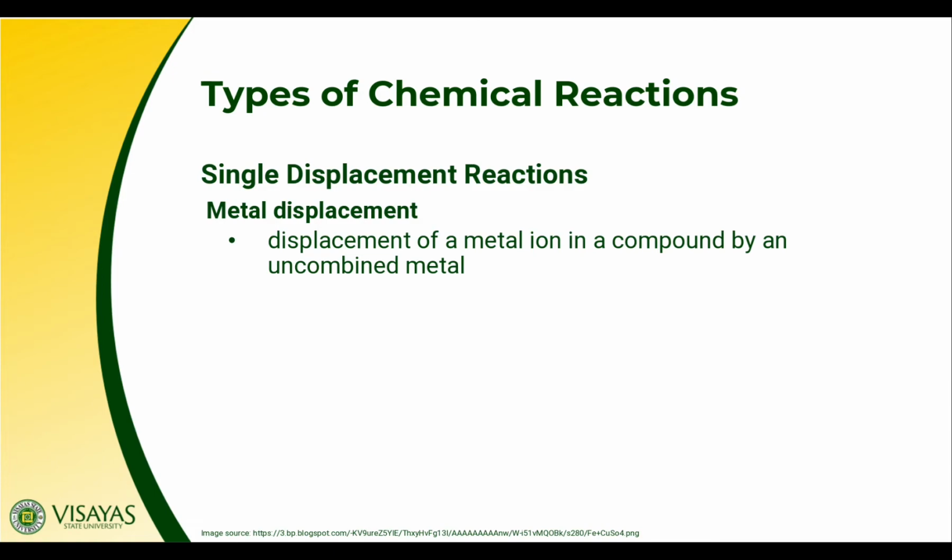So metal displacement is a displacement of a metal ion in a compound by an uncombined metal. Again, this uncombined metal should be in the higher position in the activity series so that it can displace the metal ion in the compound.